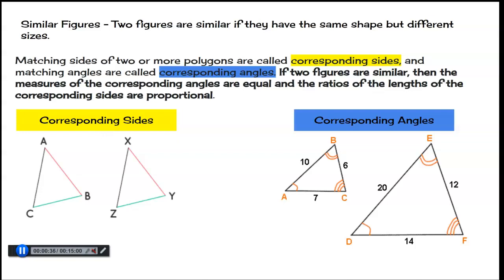Similar figures. Two figures are similar if they have the same shape but different sizes. Matching sides of two or more polygons are called corresponding sides, and matching angles are called corresponding angles. If two figures are similar, then the measures of the corresponding angles are equal, and the ratios of the lengths of the corresponding sides are proportional.